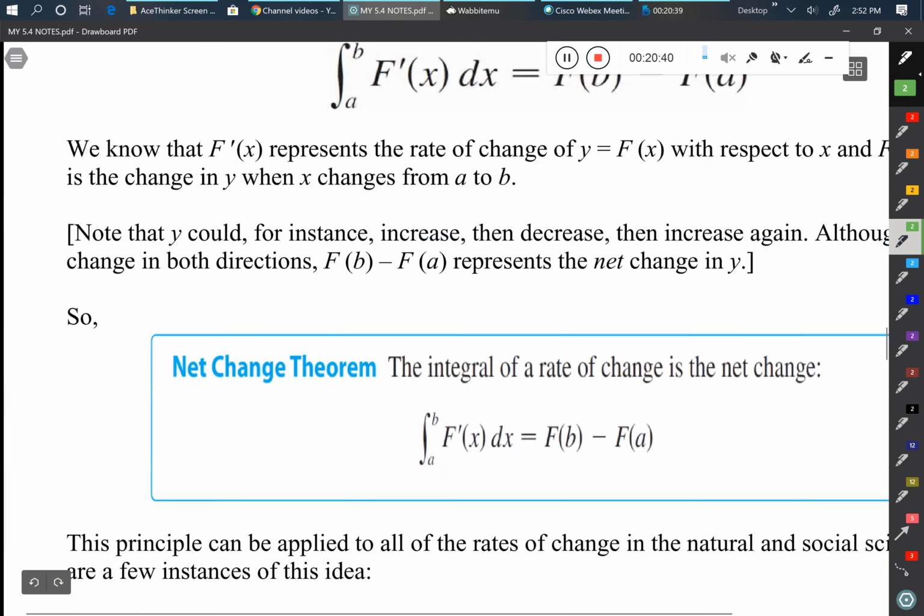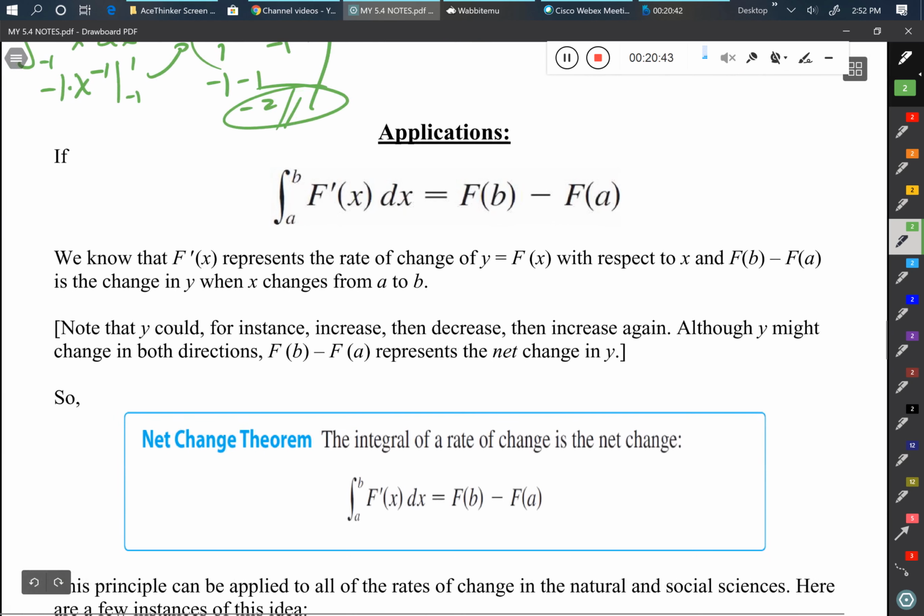Okay? We'll come back in the next video and we'll take a look at the applications of the rate of change, or the integral of a rate of change, which is going to give us a total change there.